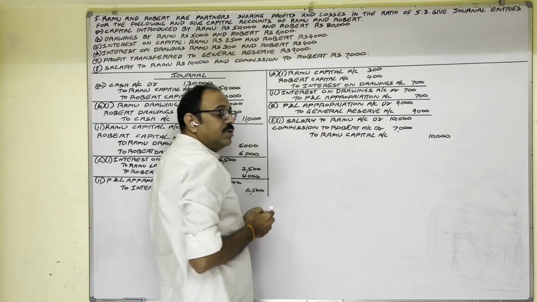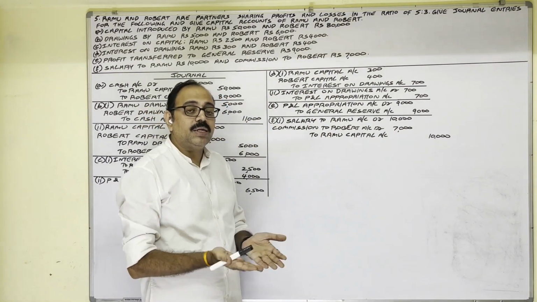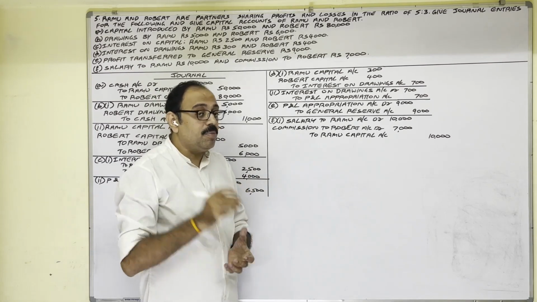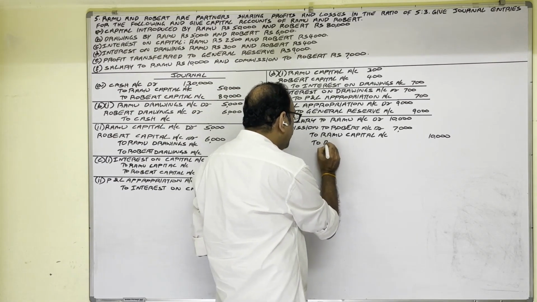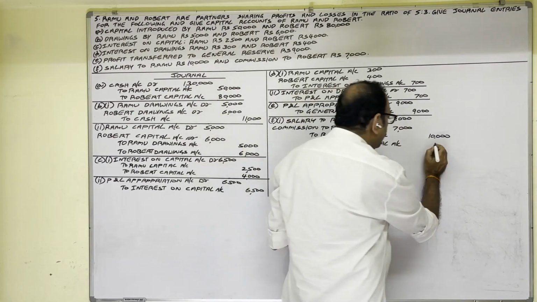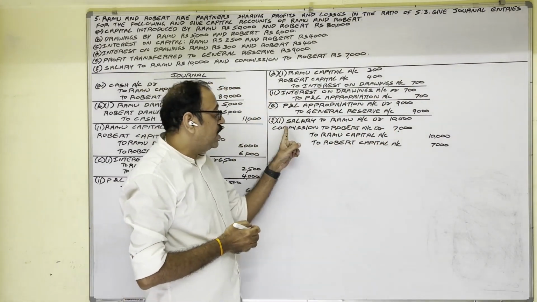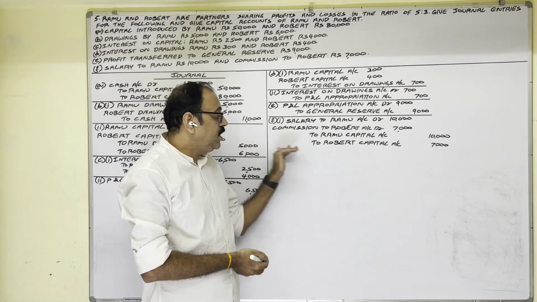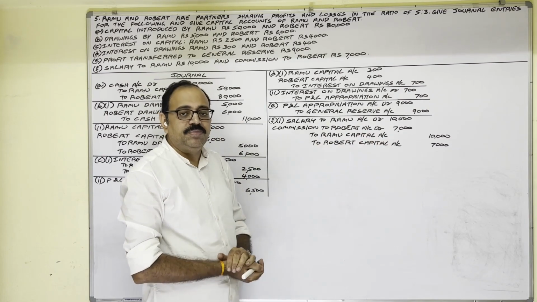Robert's commission we should add to Robert's capital. Then Robert's capital increases, no? It means you have to credit Robert's capital. To Robert's capital, 7,000 rupees credit. So this is the final entry for Ramu's salary and Robert's commission. Narration: being the entry for Ramu's salary and Robert's commission.